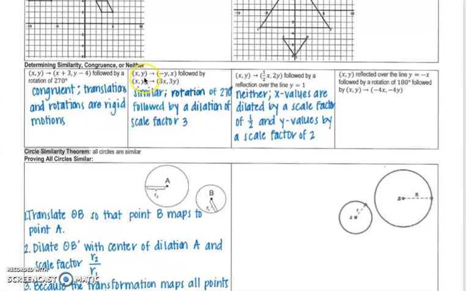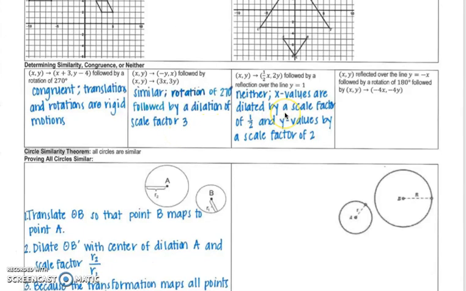Okay, my next example, I have (x, y) going to (negative y, x). You have to be able to identify what these notations mean. And that is the notation for a rotation of 270 degrees. Then followed by (x, y) going to (3x, 3y). This is a k value, 3 and 3, the same k value, being multiplied by x and y. So I know that this is a dilation, and because dilations do not preserve size, it has to be a similarity transformation. So these figures are similar because it was a rotation of 270 degrees and then a dilation by a scale factor of 3.